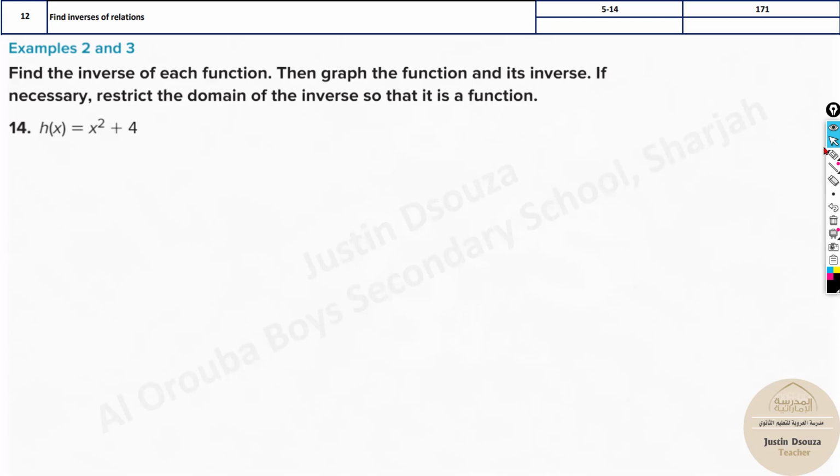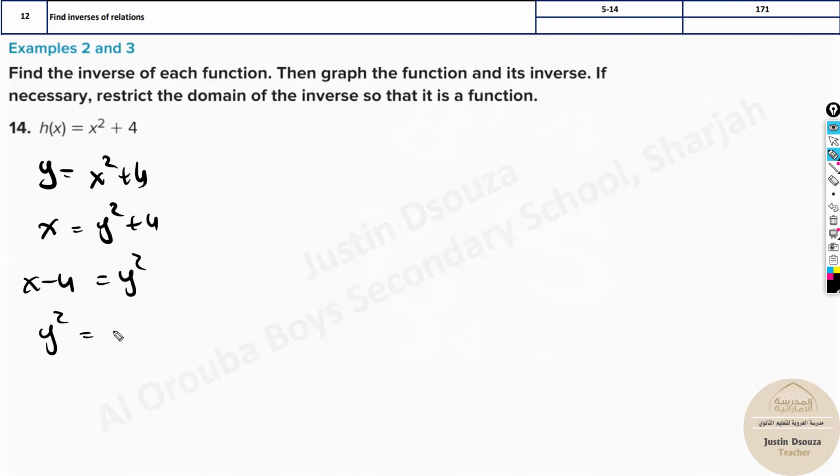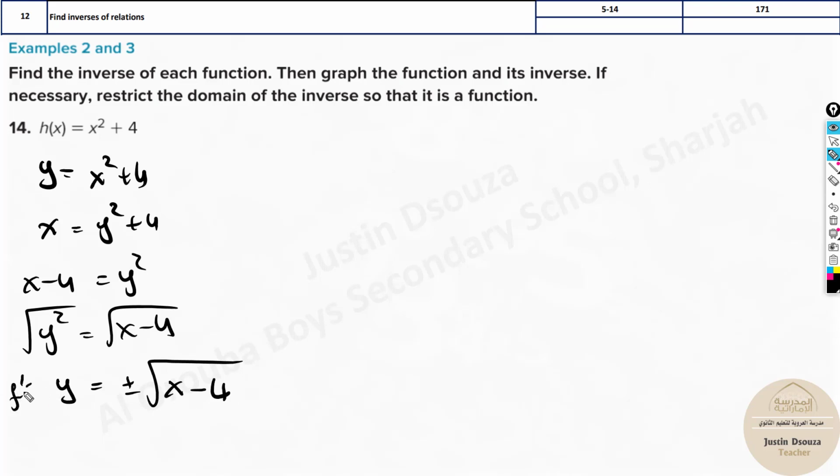Find the inverse function. Basically, write y equals x squared plus 4, then swap it: x equals y squared plus 4. Take 4 to the other side: x minus 4 equals y squared. I'll write y squared first, equals x minus 4. Take the square root on both sides, and you will have y equals plus or minus square root of x minus 4. This is equal to f inverse of x. This is the f inverse value.